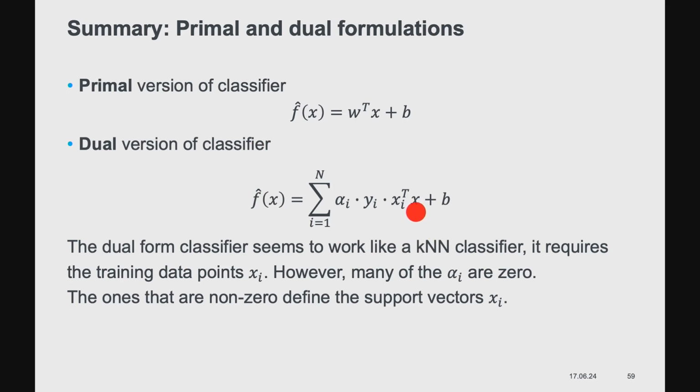Now, what happens here? What is this term? This is a particular data point, and this is a data point that we want to classify. And what is the dot product between two data points? What does this give us?